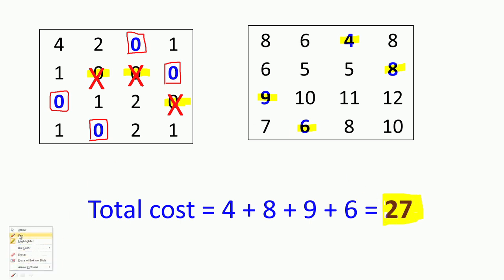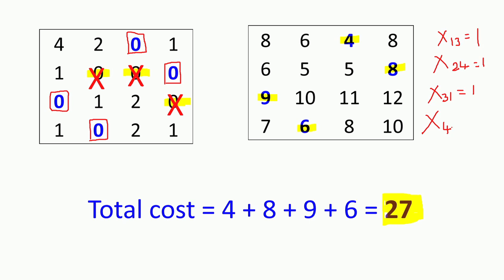And the optimum solution is given by x13 equal to 1, x24 equal to 1, x31 equal to 1, and x42 equal to 1 with objective function value equal to 27.